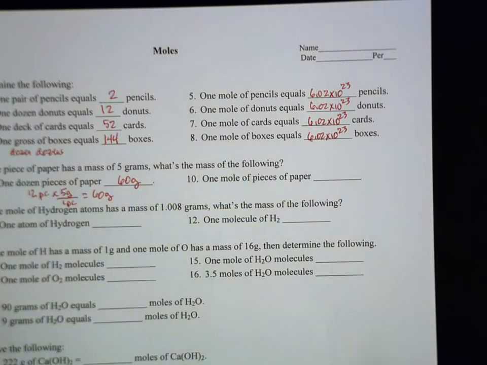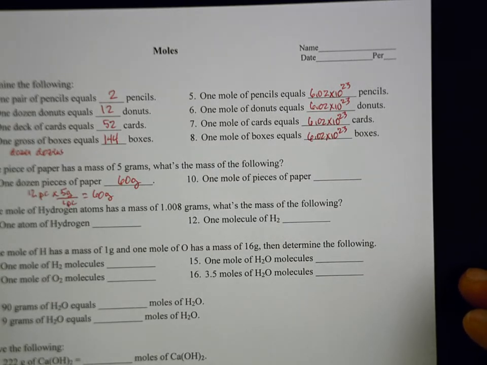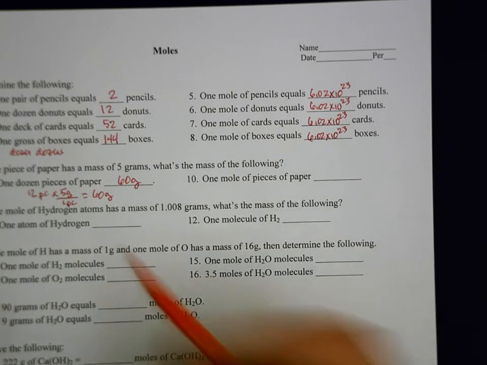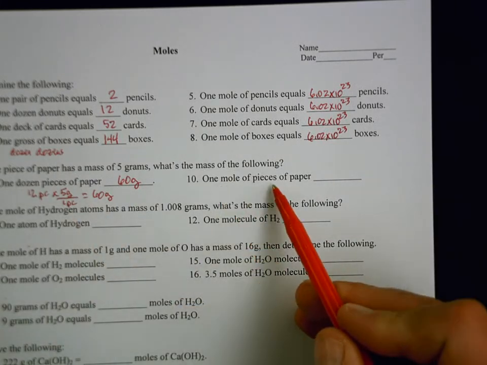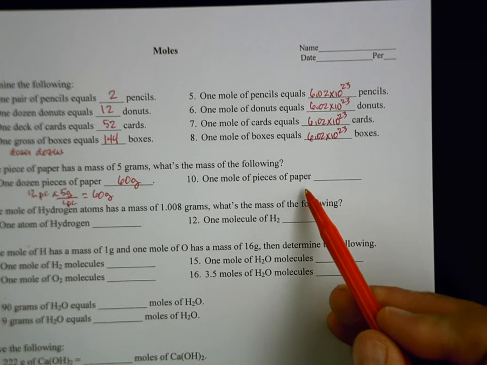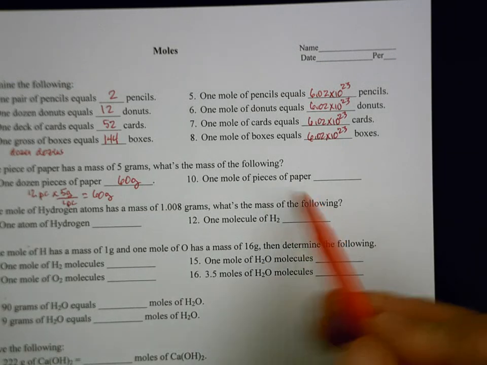And you note the way I wrote this down, very similar to at the beginning of the year when we were doing conversions, say, between feet and inches, or miles and kilometers, or even pounds and ounces. That same kind of idea. Well, what about 1 mole of pieces of paper? How much would that be?